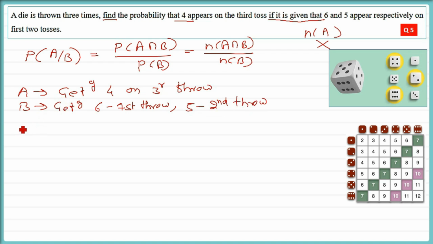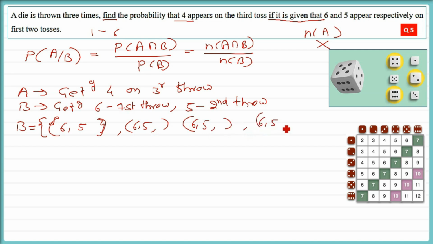Now let me write the B set. You know why? Because A will be a humongous set, but by B we can restrict A. 6, 5 will eventually come, but the third is not known. So I'm writing 6, 5 six times. Because every die can give us a number from 1 to 6, but the two are fixed here, 6 and 5. So 6, 5 again, but the third toss can give you 1 to 6. That's why I'm writing 1, 2, 3, 4, 5 and 6 here. So the B set is fixed now.